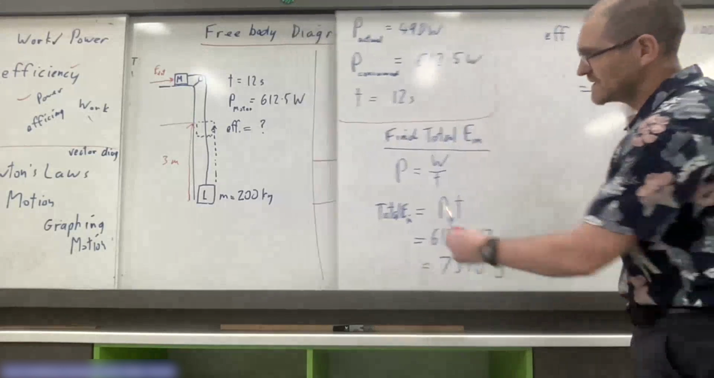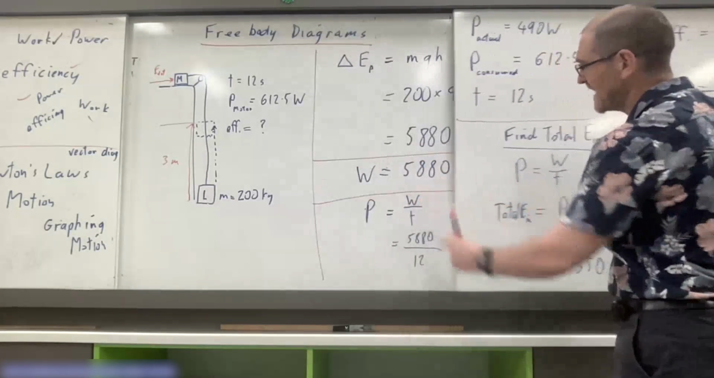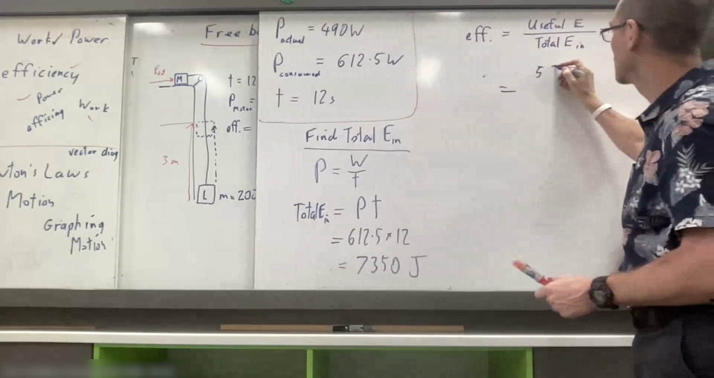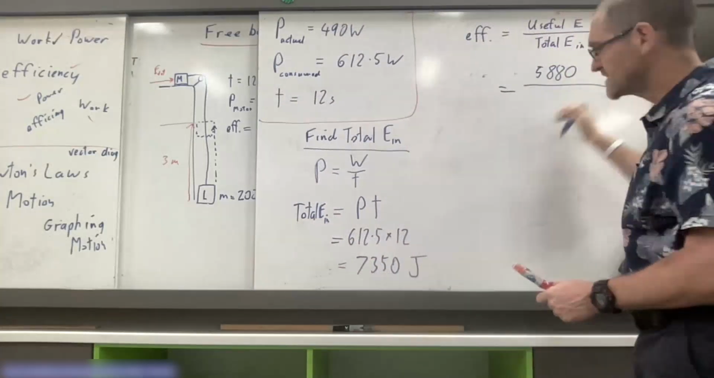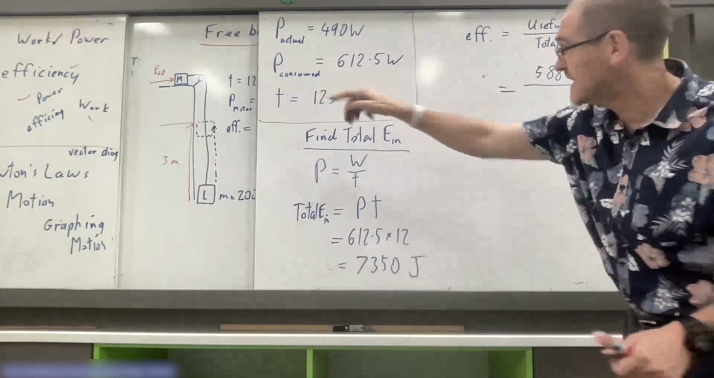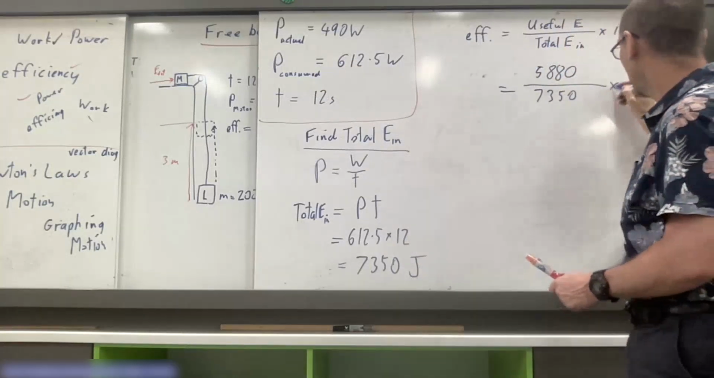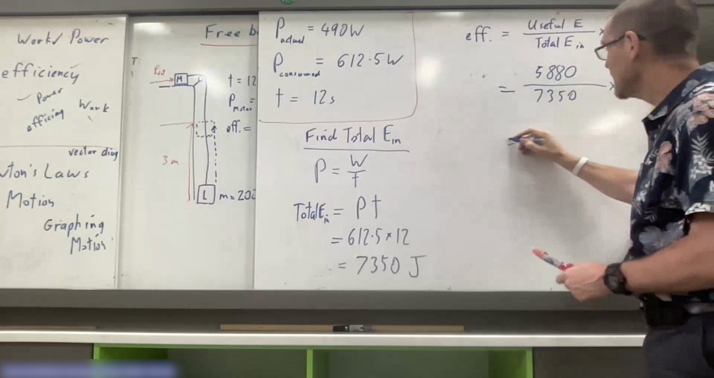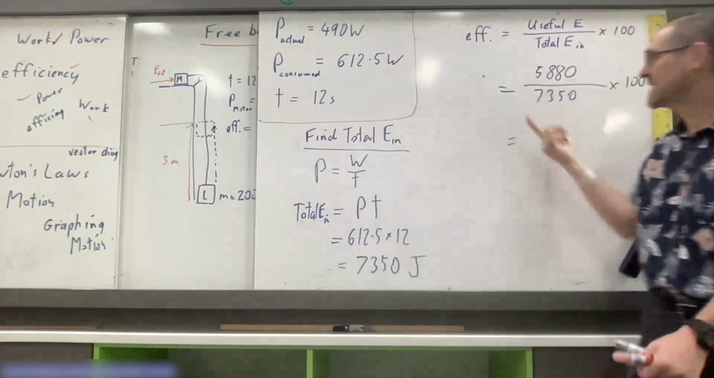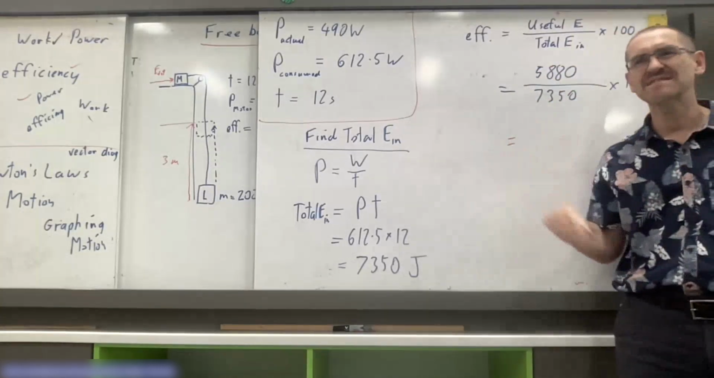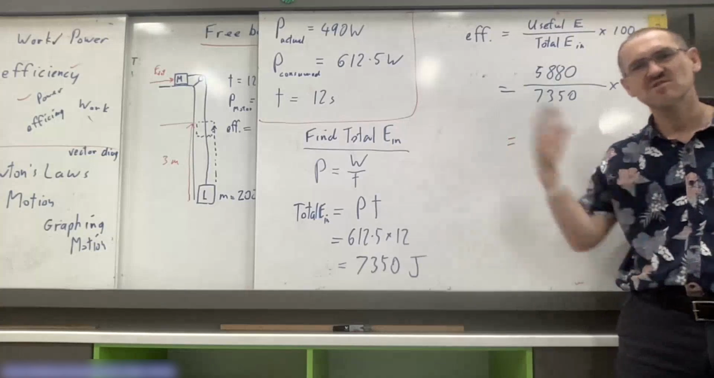So now we have some nice numbers. The energy in was the work done, 5880 over the total energy into the electric motor was 7350 times by 100 equals, and I'm just going to do it in my head. I'm going to think like it'd be about 80%. Be about 80%.